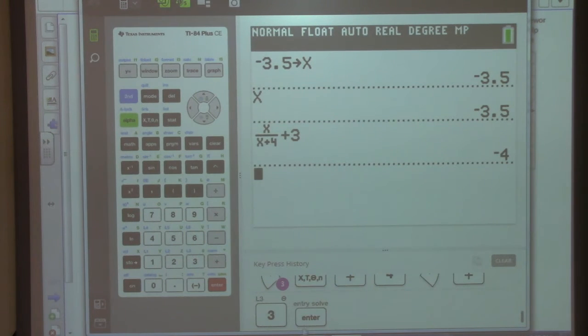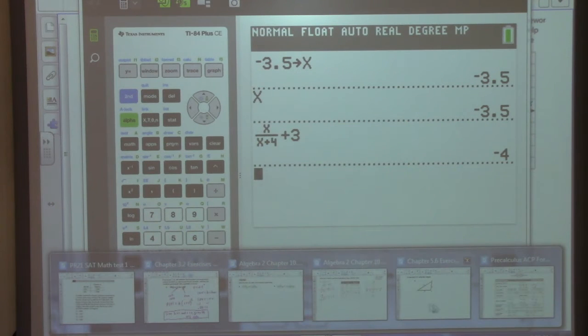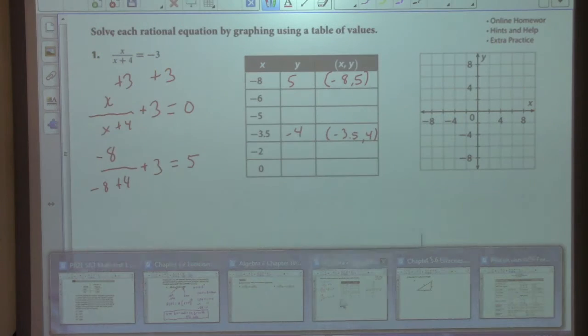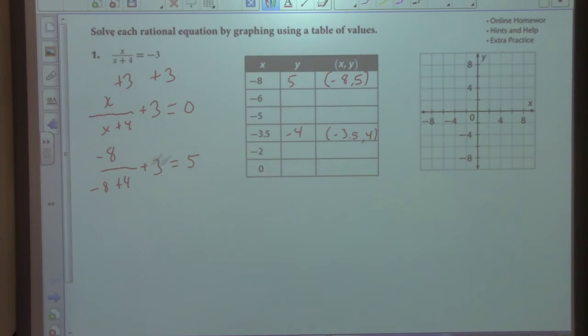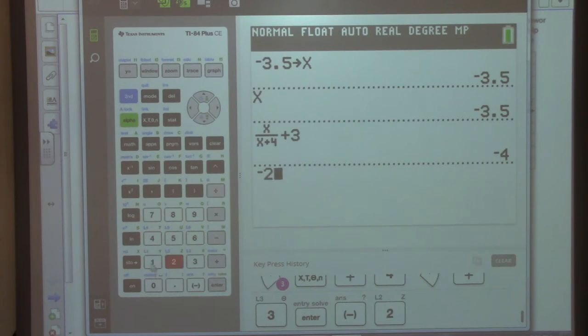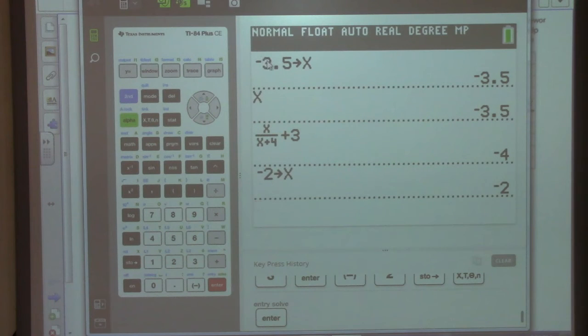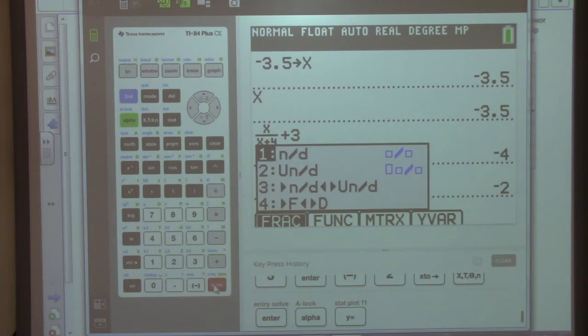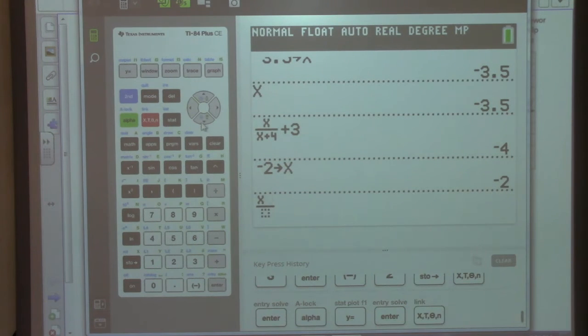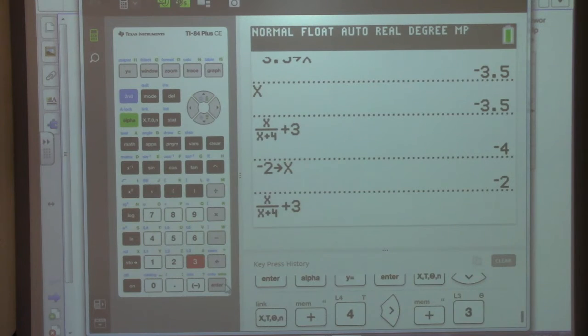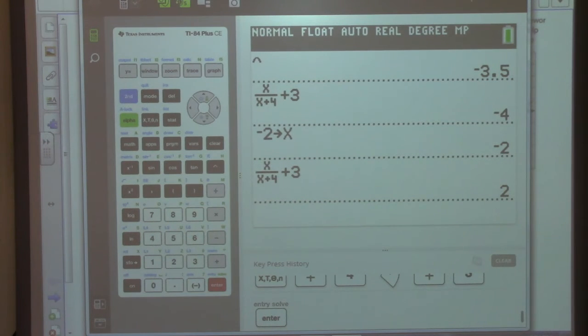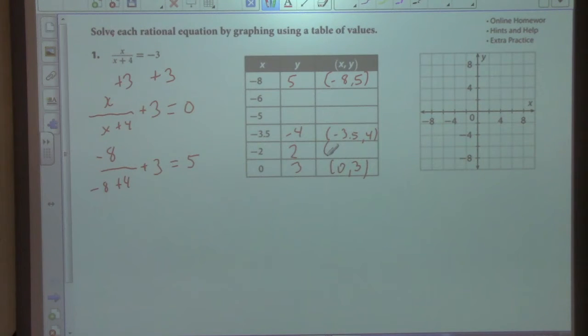Okay, you put the number you want to represent here, which I'm going to do one more time in case you didn't see it. For 0, you're just going to have 3. You know that, because that's going to be 0 plus 3, so that's going to be 0, 3. And then if you take, say, -2, so -2 store to x, and then we just type it in like this: x over x plus 4, and then plus 3. So we get 2 as an output. So 2 is our output value here. So we get the point -2 comma 2.